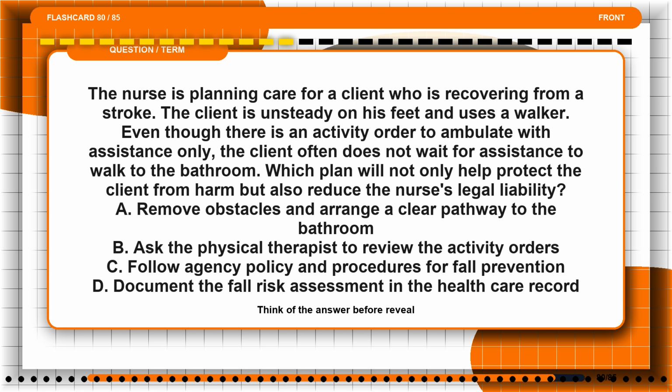A. Remove obstacles and arrange a clear pathway to the bathroom. B. Ask the physical therapist to review the activity order. C. Follow agency policy and procedures for fall prevention. D. Document the fall risk assessment in the healthcare record. Think of the answer before the reveal.